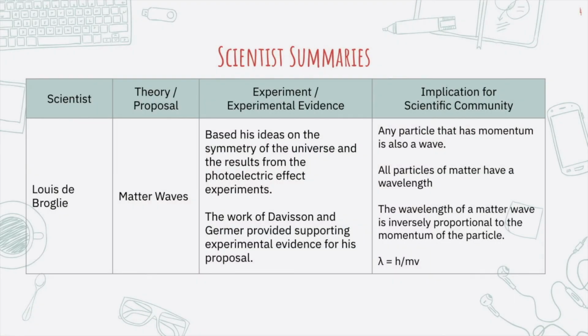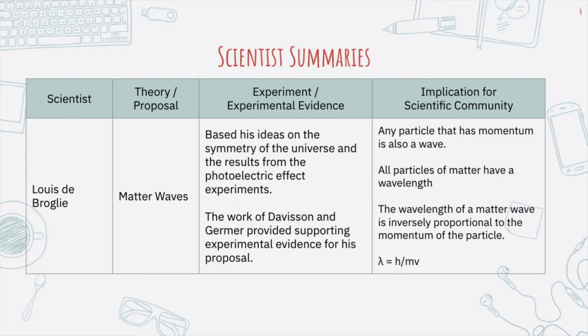The easiest way to do this would be to develop a table where you place the names of all of the scientists who are featured throughout the syllabus into this table. Then, look at the theory or the proposal of that scientist. For example, here we have Louis de Broglie. Now, Louis de Broglie's proposal was matter waves.